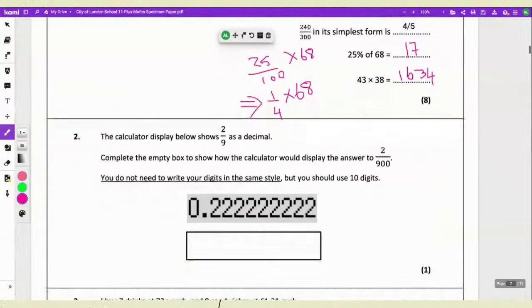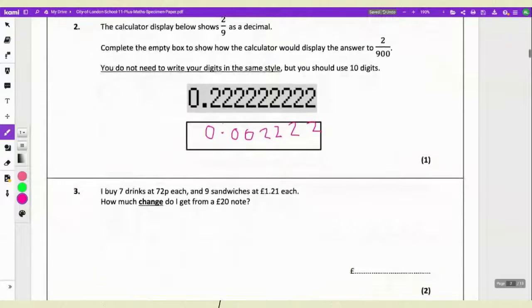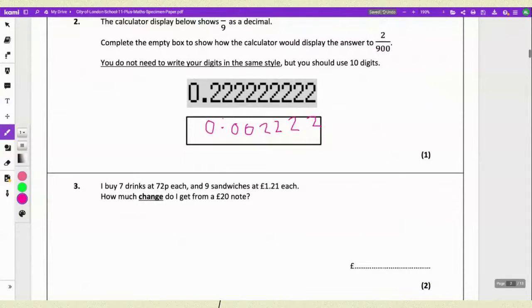So let's move on to the next one. In this, they are telling you to calculate: the display below shows 2/9 as a decimal. Complete the empty box to show how the calculator would display the answer to 2 divided by 900. So your answer would be the same as what they have written, but a little different. It'll be 0.0022222, and it'll keep going 2 to 2. If you try using a calculator, you will see how you get this answer.